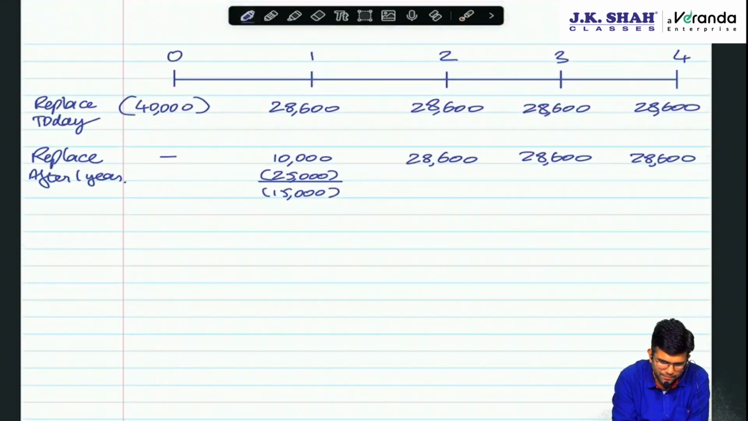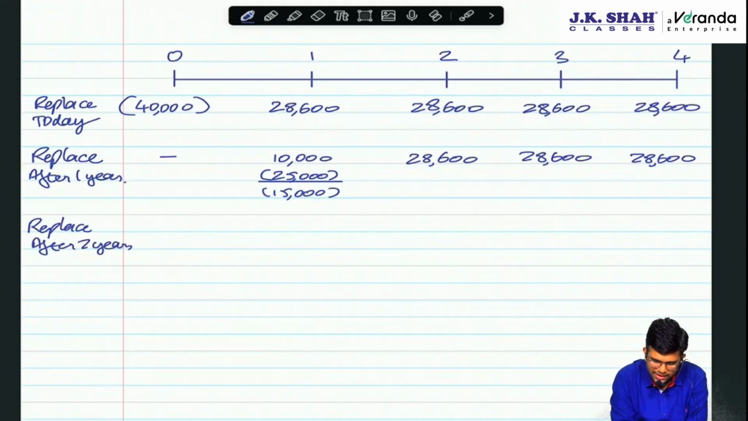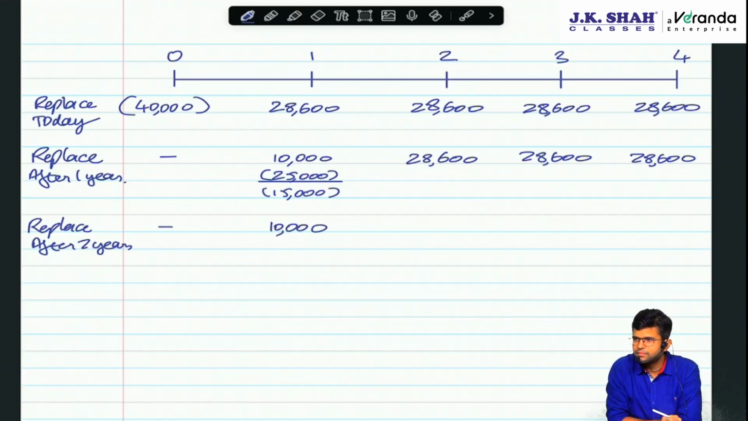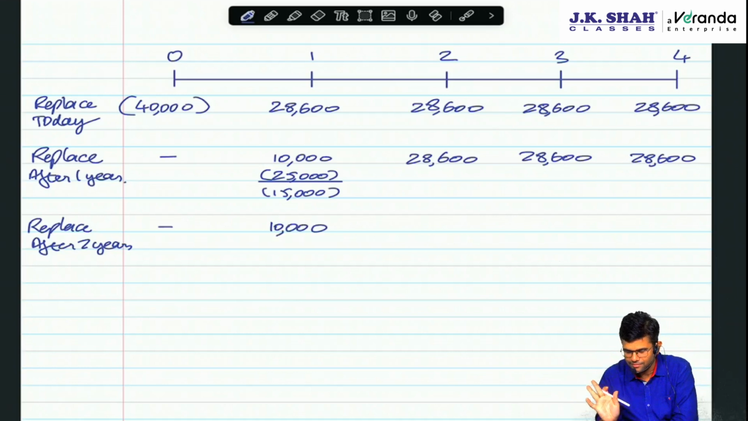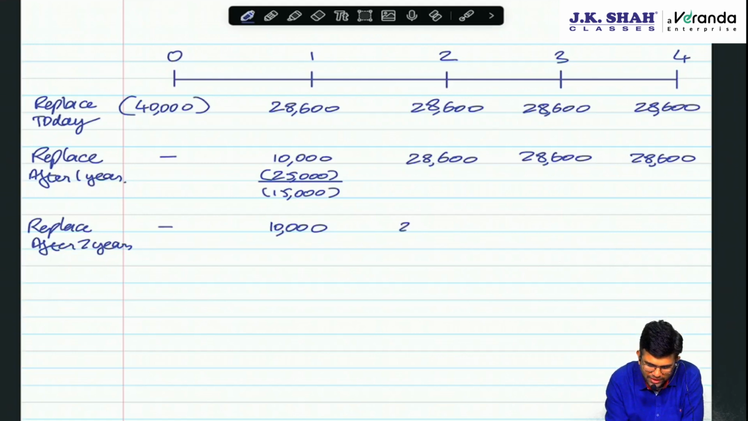Okay, help me. Replace after 2 years, 10,000. Next. Tell me, give me the numbers now. 20,000 you will have to pay, 15,000 salvage you will receive. Can I say net payment is 5? And then do you realize 28,600 and 28,600?